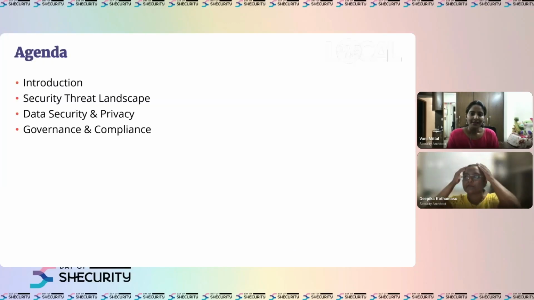So, this is our agenda for today. We will explore the security threat landscape of Gen AI. Only when we understand the threat landscape can we build secure and robust AI systems that can withstand attacks, and systems that are free from vulnerabilities. Then we will explore data security and privacy principles, which are crucial for preventing data breaches and misuse of sensitive or private data. Lastly, issues like biases and hallucinations need to be eliminated, and this is achieved through governance and compliance.